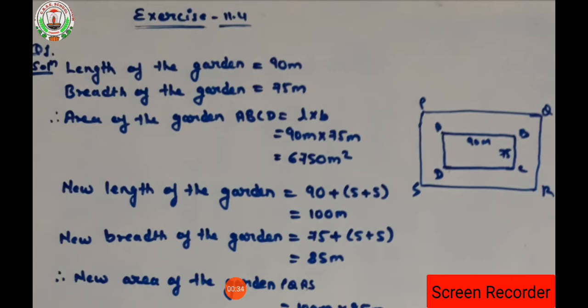In that, the first question is, a garden is 90 meter long and 75 meter broad. Long means it is the length of the garden, and broad means it is the breadth of the garden. A path 5 meter wide is to be built outside and around it. Find the area of the path. Also find the area of the garden in hectare.